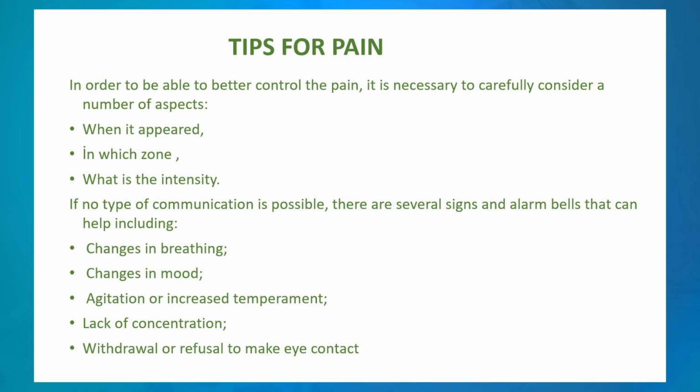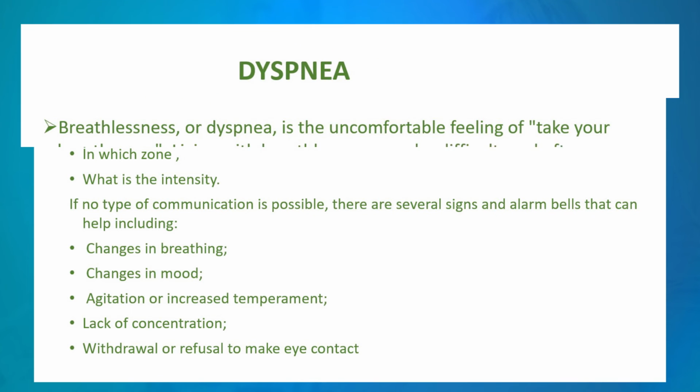Tips for pain. In order to be able to better control the pain, it is necessary to carefully consider a number of aspects. When it appeared. In which zone? What intensity? If no type of communication is possible, there are several signs and alarm bells that can help, including changes in breathing, changes in mood, agitation or increased temperament, lack of concentration, withdrawal or refusal to make eye contact.